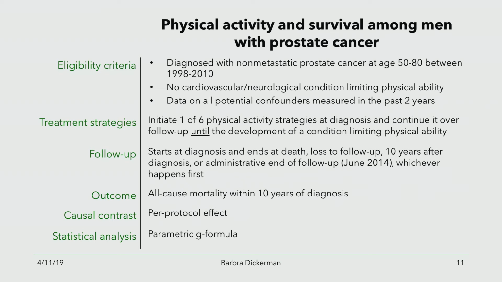And so just to note, we pre-specified these strategies that we were evaluating, as well as the conditions. Men were followed until diagnosis, until death, end of follow-up 10 years after diagnosis, or administrative end of follow-up, whichever happened first. Our outcome of interest was all-cause mortality within 10 years. And we were interested in estimating the per-protocol effect of not just initiating these strategies, but adhering to them over follow-up. And again, we applied the parametric G formula.